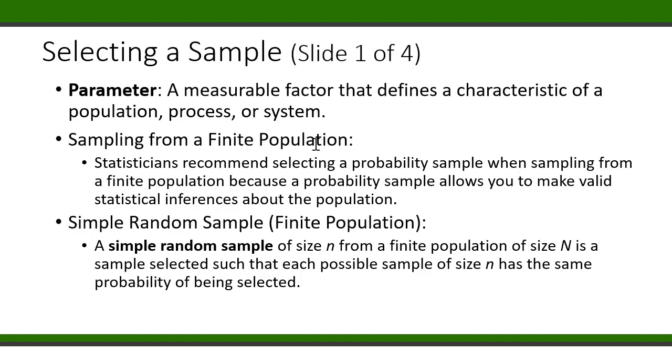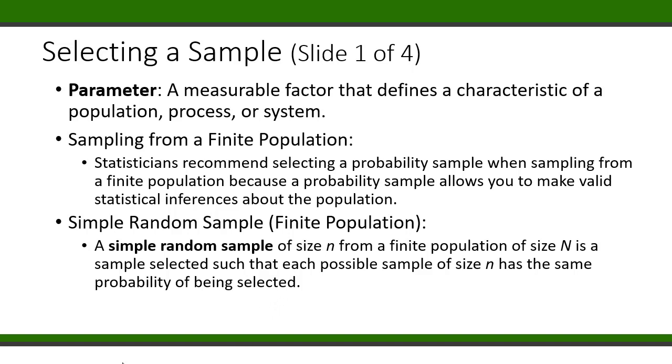So when you're sampling from a finite population, statisticians recommend selecting a probability sample. The reason being that a probability sample allows you to make valid statistical inferences about the population. We'll say more about that shortly.